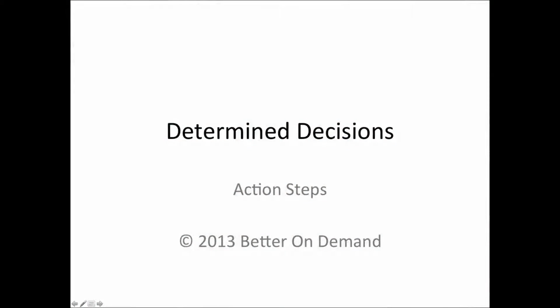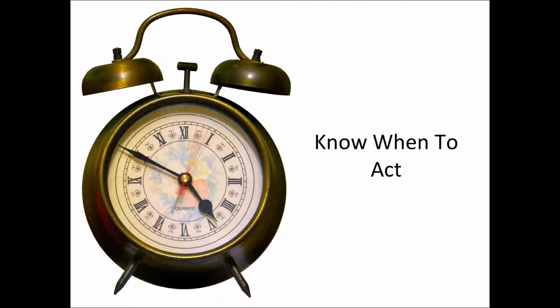The learning outcome for this module is to understand how to make high-quality decisions when you have limited information. Let's get started. We're going to be discussing the action steps for making high-quality decisions when you only have limited information. And this is something that we all deal with essentially on a daily basis in both our family lives and our professional lives. The first step is to know when to act.